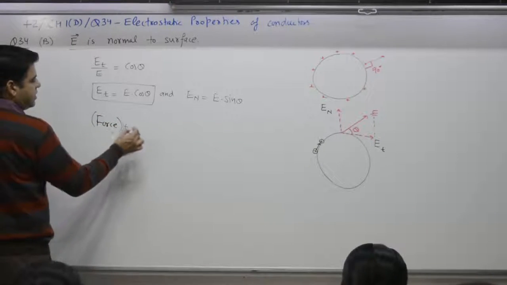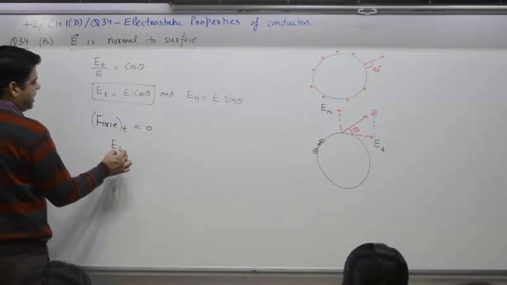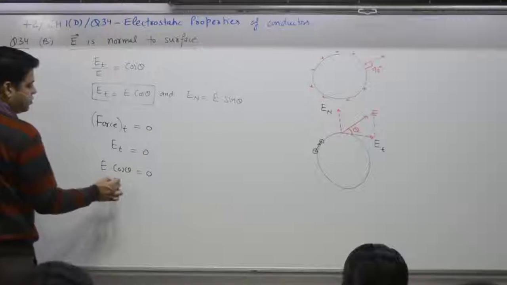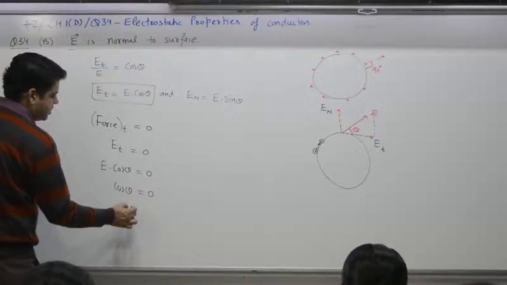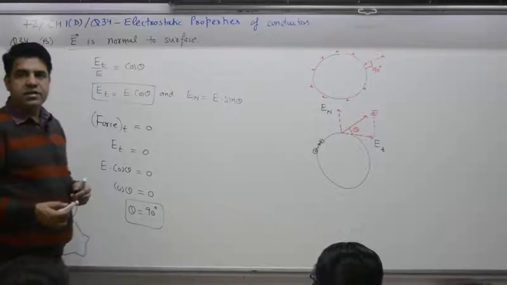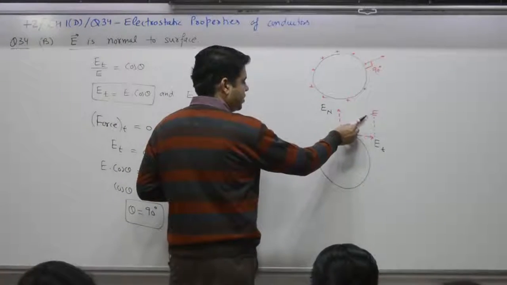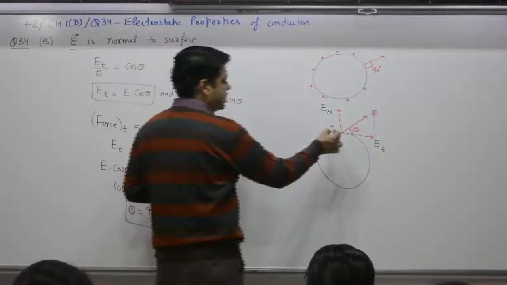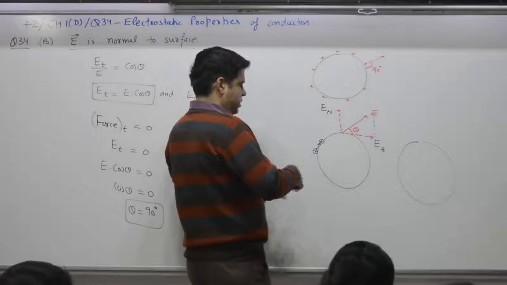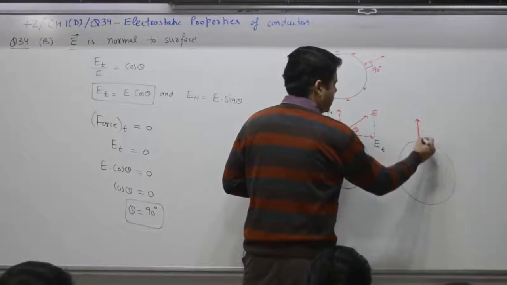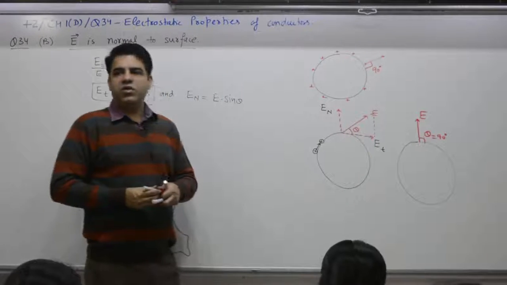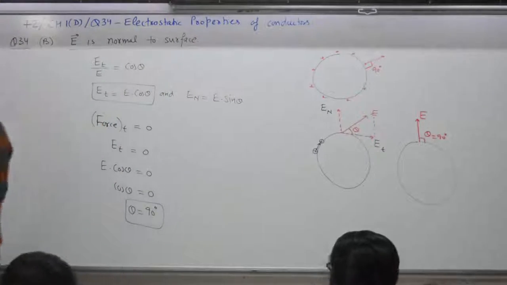tangential force acting is 0. That means Et is 0. That means E cos theta is 0. E is not 0. That means cos theta is 0. That means theta is equal to what? 90 degree. That means this diagram, now you need to modify. Theta equal to 90. So electric field is what? Normal to surface. 2 minutes with you to write.